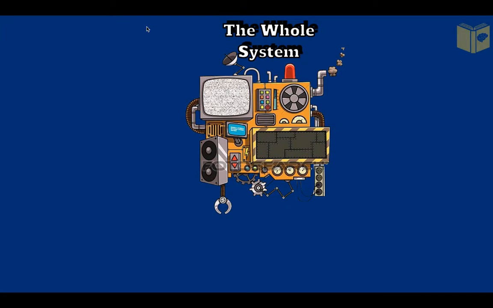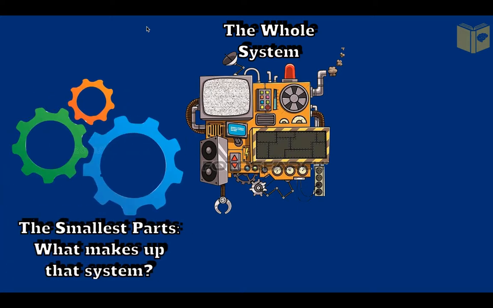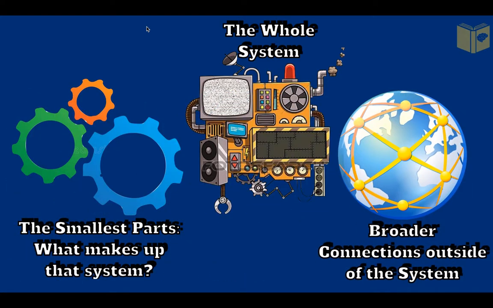Now, when we're teaching analysis, or we're learning about analysis, I want to think of everything as a system. Through doing this, we can consider the smallest part, what makes up the system, and then we can make broader connections out of the system. So if I were to say the school is a system, then what is the smallest part? Well, it might be the students and the teachers, or it might be the subjects and what is taught, the lessons, and then the broader connections might be other schools or other education systems.